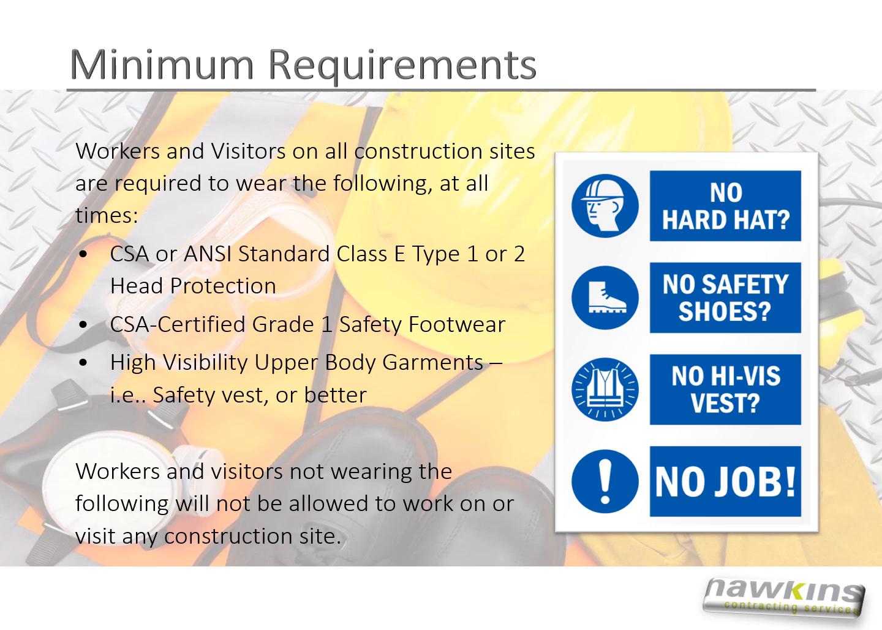Workers and visitors on all our construction sites are required to wear the following at all times: CSA or ANSI standard Class E Type 1 or 2 head protection, CSA certified Grade 1 safety footwear, high visibility upper body garments such as a safety vest or better. Workers and visitors not wearing the following will not be allowed to work on or visit any construction site.